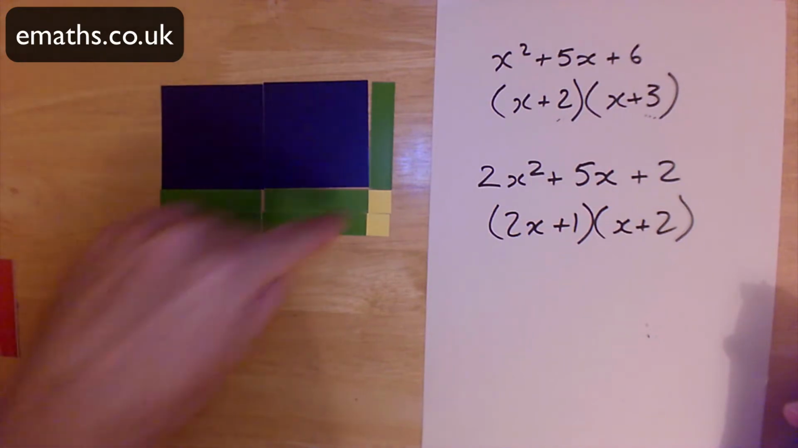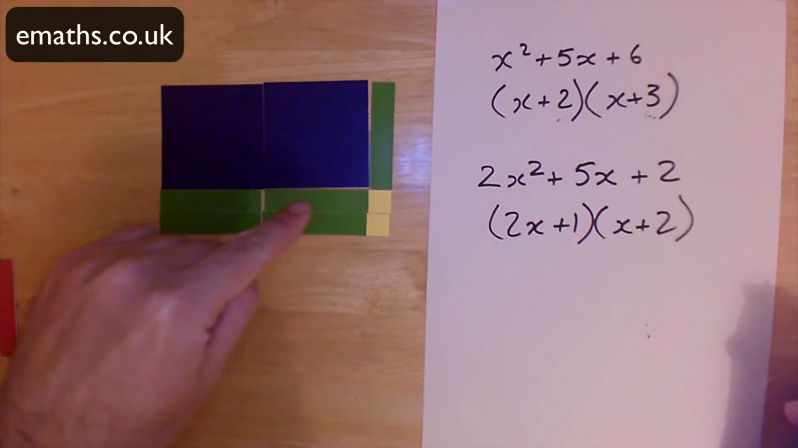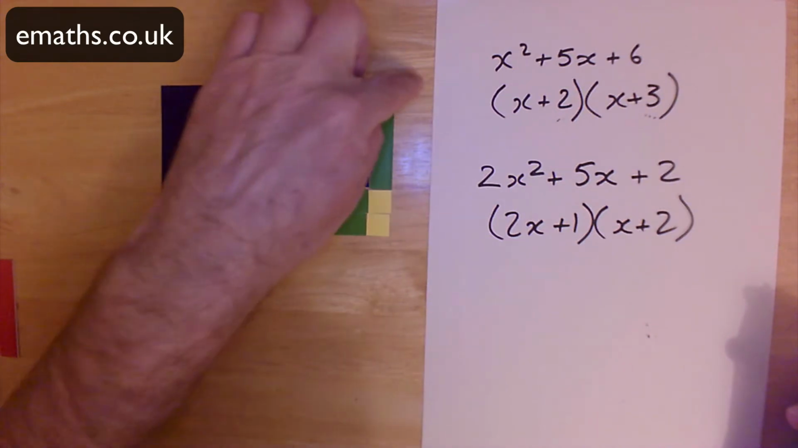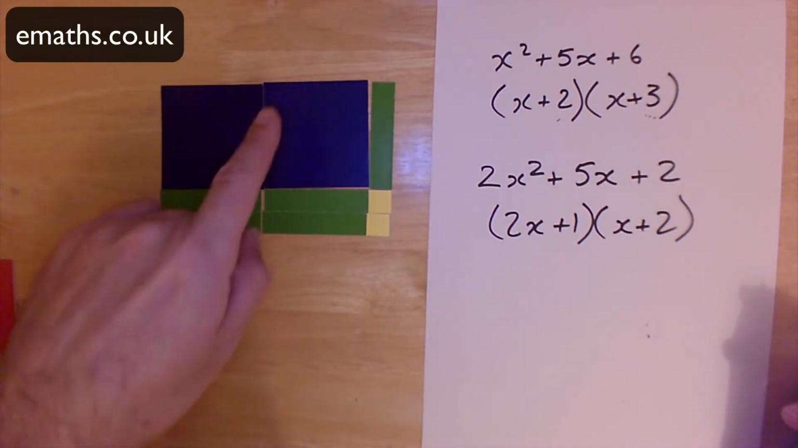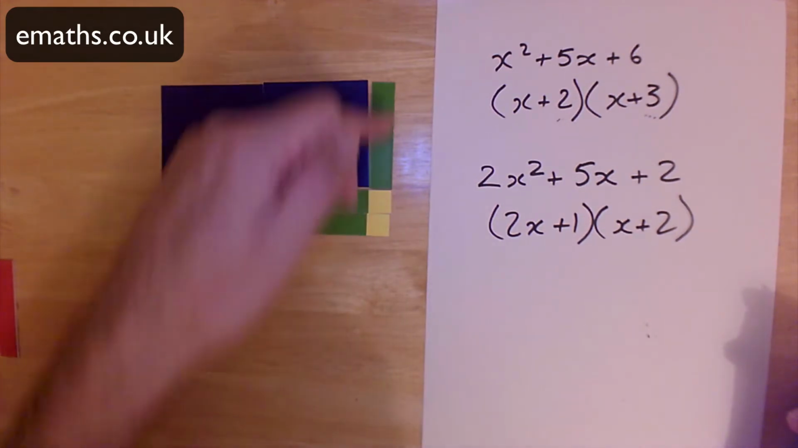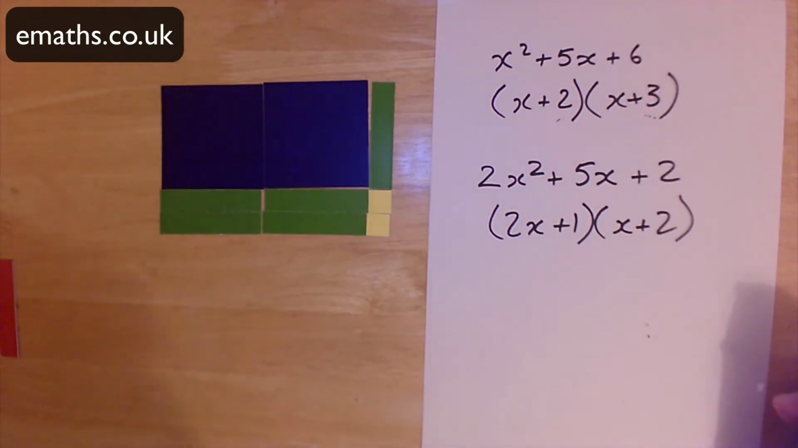This does give me 2x squared plus 5x plus 2 as an area, and 2x squared plus 5x plus 2 divided by 2x plus 1 would be x plus 2, and 2x squared plus 5x plus 2 divided by x plus 2 is 2x plus 1. And 2x plus 1 multiplied by x plus 2 is 2x squared plus 5x plus 2.